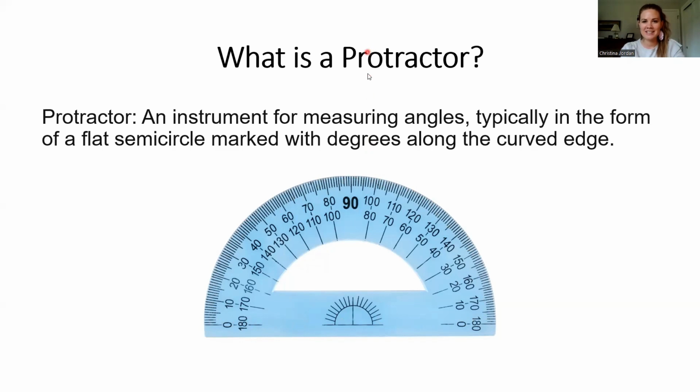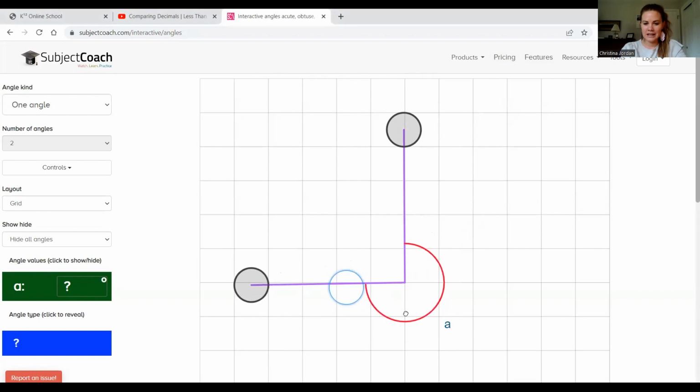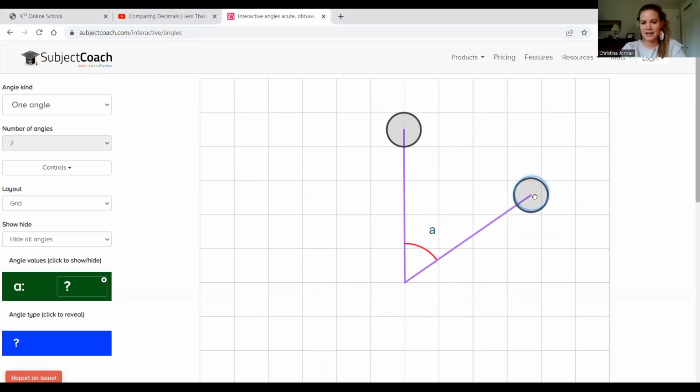Let's get some practice on this. Check out this awesome tool if you ever want to go to it. It's at SubjectCoach.com, and you can use this to measure angles online. So let's say I'm making an angle of my choice. I do like that angle I had there first. Let's make an acute angle smaller than 90, and let's see if we can measure it.